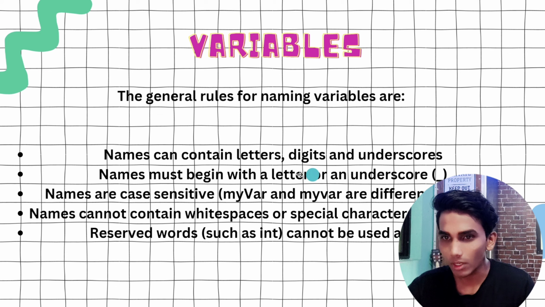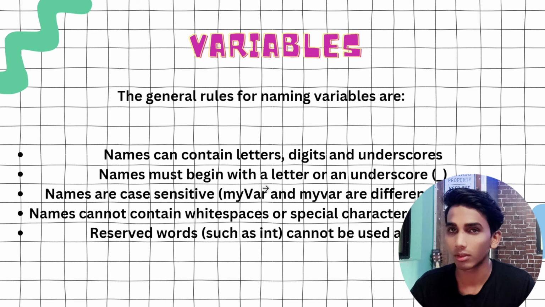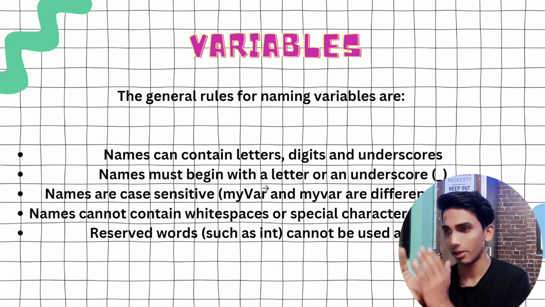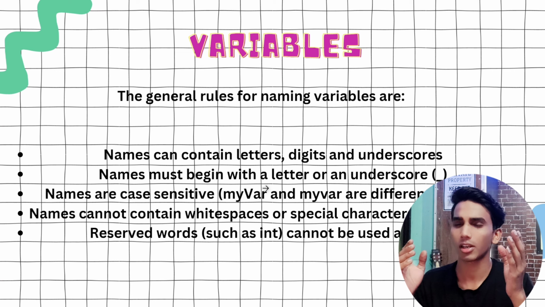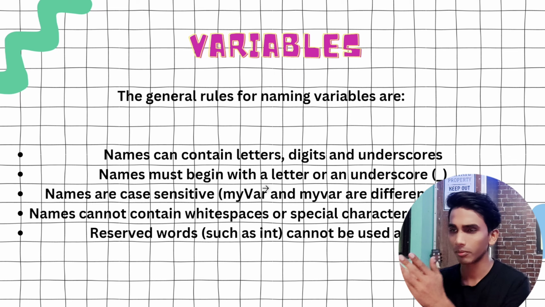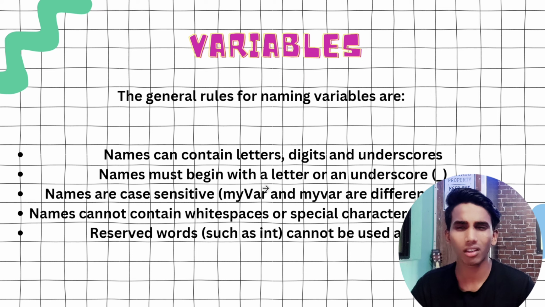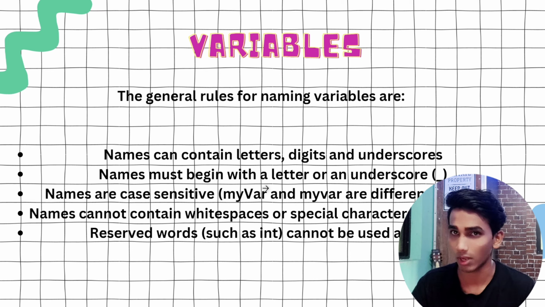Next, names cannot contain white spaces or special characters. What I mean is the names of a variable, also known as identifiers, can't contain white spaces. Let's say your name is Shubham Sharma; you can't write the whole name with a space between Shubham and Sharma. We can't give that space in variable declarations of any programming language. It's not valid at all.